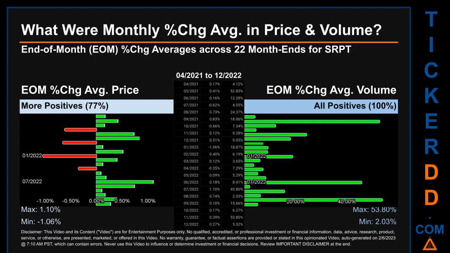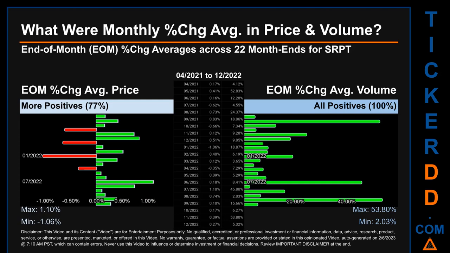From 04 2021 to 12 2020 seconds, 17 out of 22 month ends had a positive percentage change in average price. That is 77% of month ends saw a positive percentage change in average price. In terms of volume, 22 out of 22 month ends had a positive percentage change. That is 100% of month ends saw a positive percentage change in average volume.